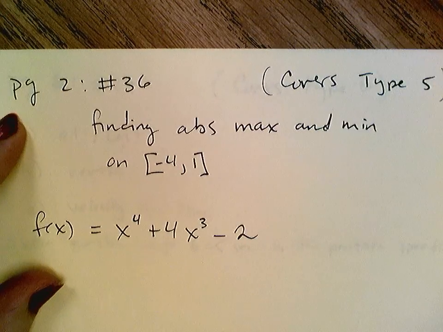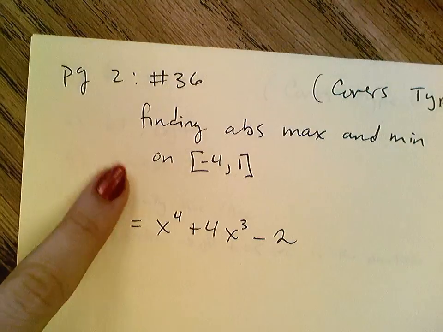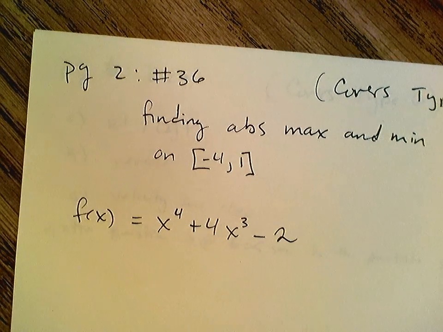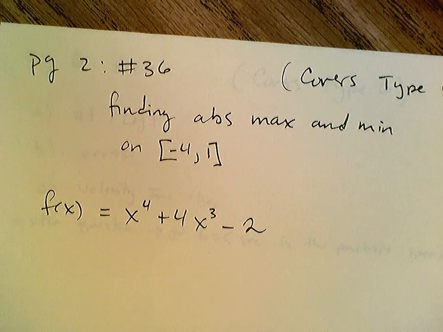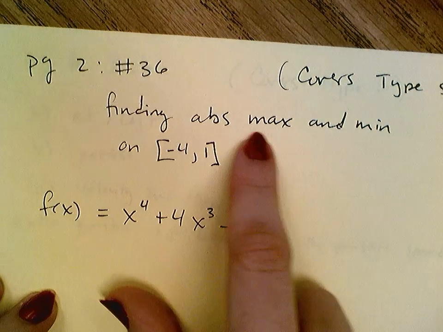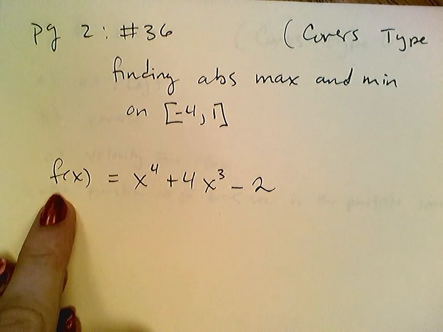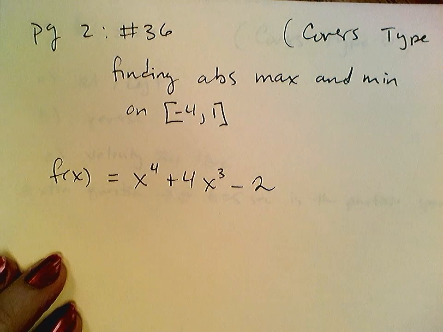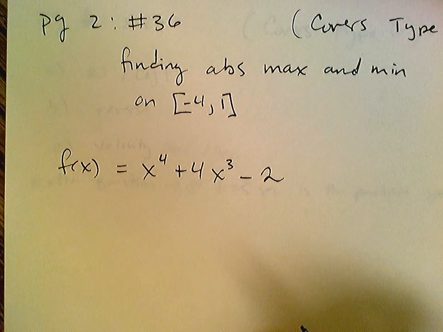Now, moving on, page 2, number 36, this will cover type 5. But I have to actually add something to it. So we're going to find the absolute max and min on this closed interval of this function here. So what you have to do is use the candidates test.